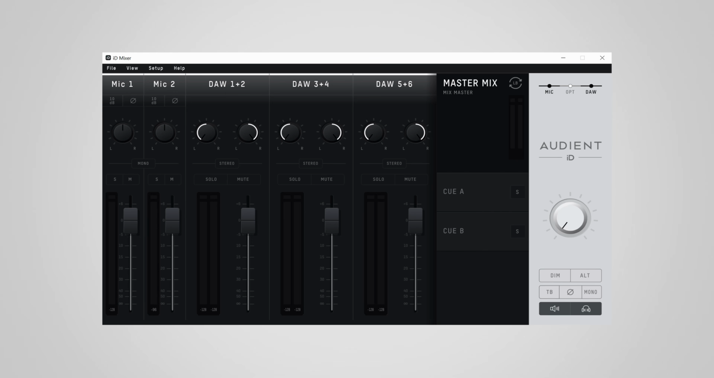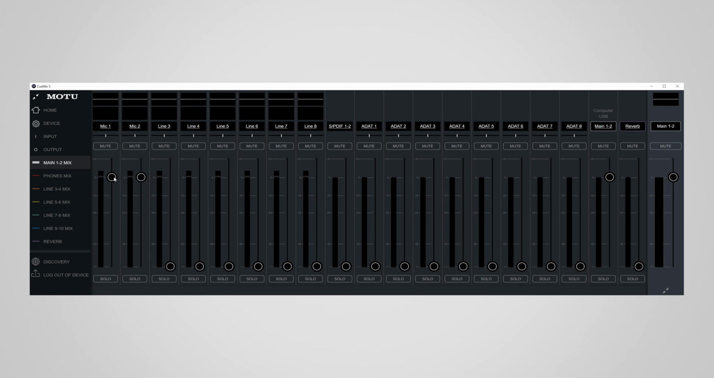Audient has a similar solution, which looks like this, and that's with an iD14 MkII connected. And MOTU has this feature on, for example, the UltraLite Mk5. If you remember, they didn't have this feature on the M2, and this shows that how direct monitoring is implemented is not necessarily manufacturer specific, but it depends on a particular interface.